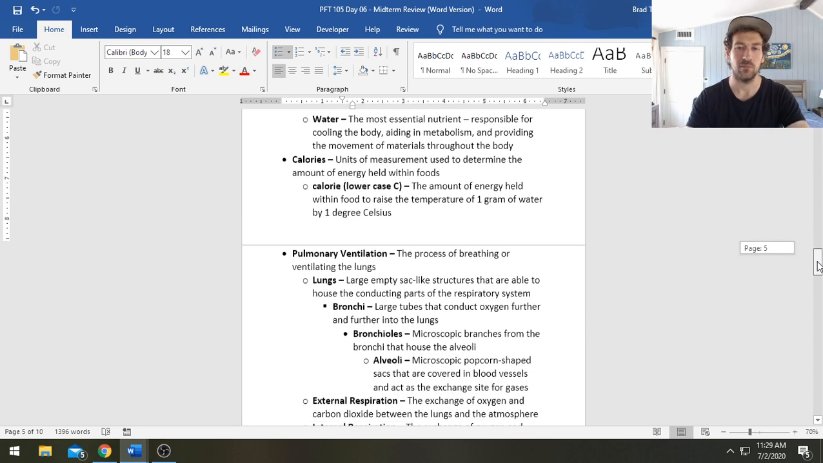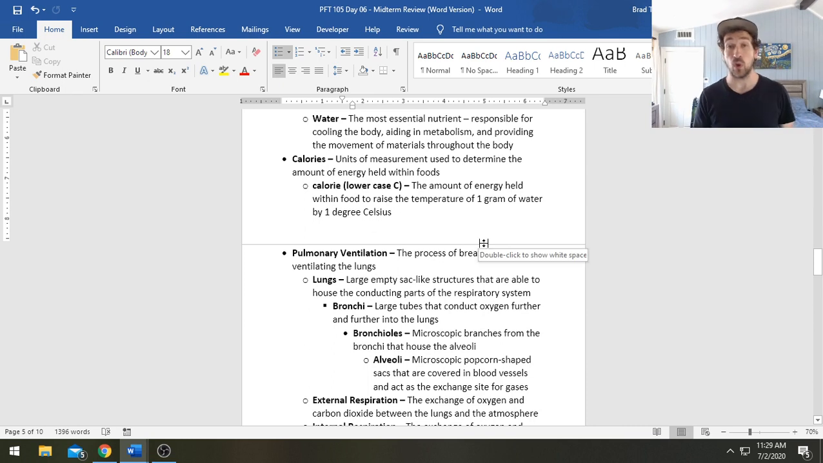And then arguably our most important nutrient is going to be water, right? This is the one that we need in the largest amounts per day. It's responsible for not only cooling the body, but also it assists in hydrolysis. So it allows us to have metabolism and provides us a means by which to move nutrients throughout our body.